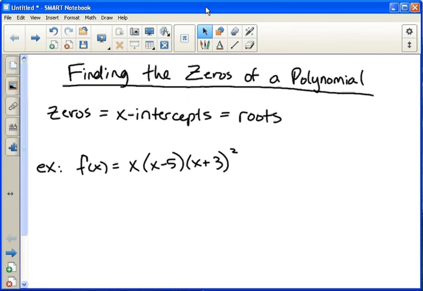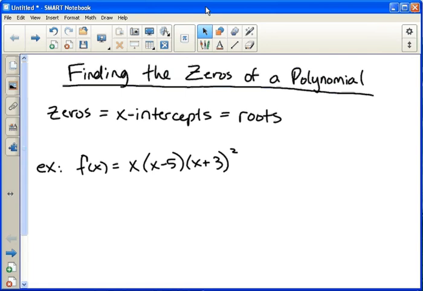Finding the zeros of a polynomial. Finding the zeros just means finding where the polynomial equals 0. And just so you know, another word for zeros of a function is x-intercept or roots. So if they tell you to find the x-intercepts or to find the roots of a function or to find the zeros of a function, those all three mean the exact same thing. They all mean you need to find where the function equals 0.